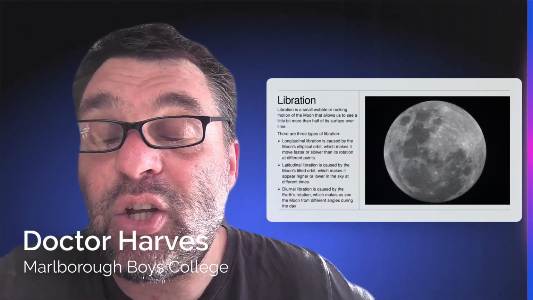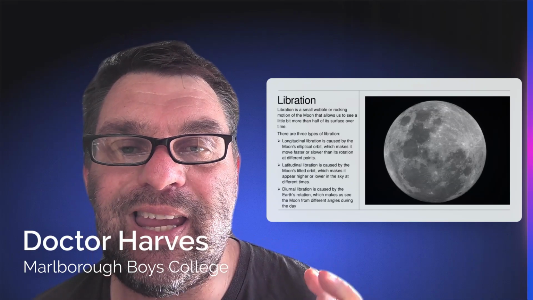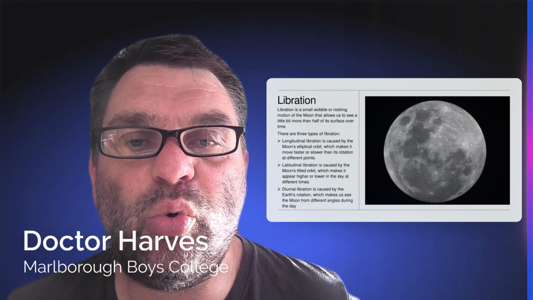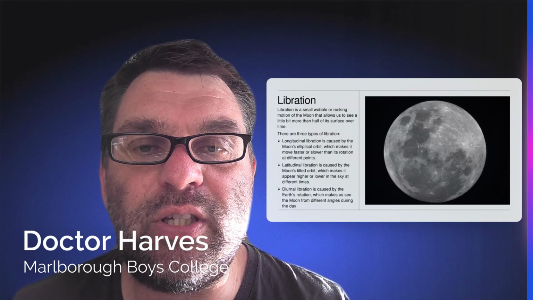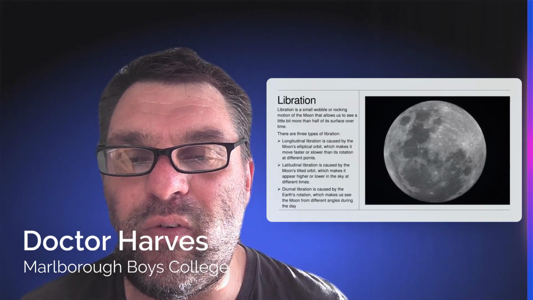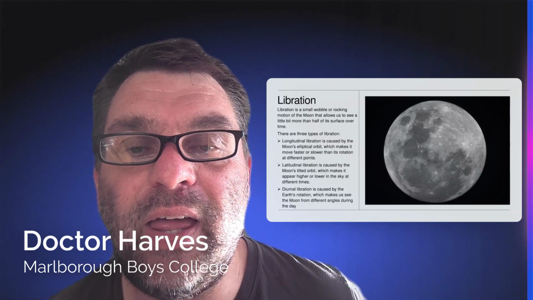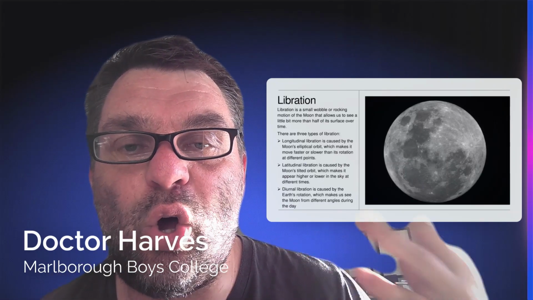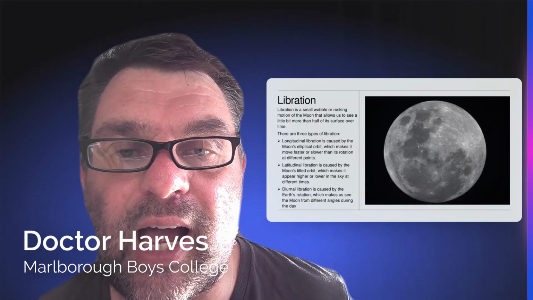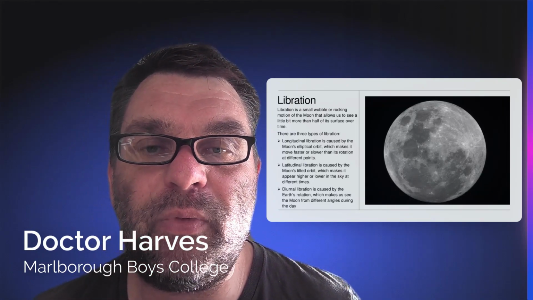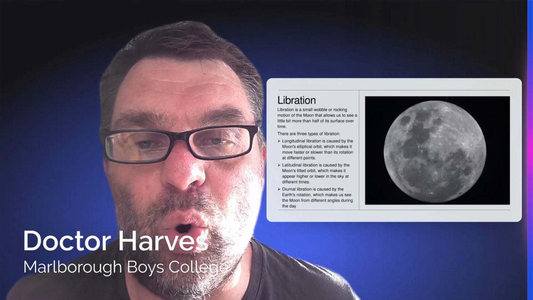Okay, and there's another concept known as libration. Okay, so libration is basically a small wobble or rocking motion of the moon on its axis. Therefore, you see a bit more than half the surface over the entire month, as it were, calendar month. Okay, and there's three types of libration. There's longitudinal, which is caused by the elliptical orbit we've already discussed. Okay, and that makes it move faster or slower depending what point it is in that orbit.